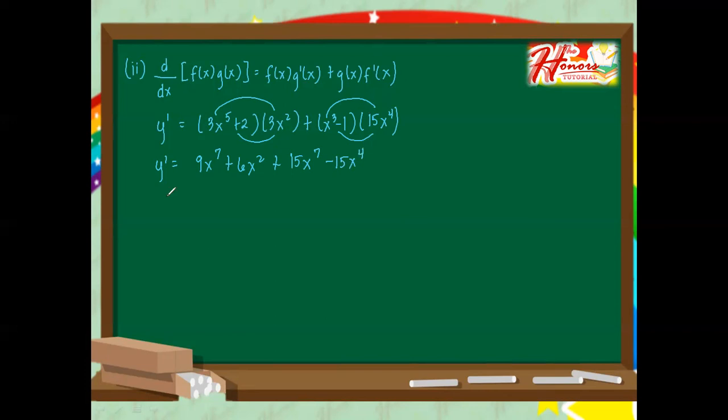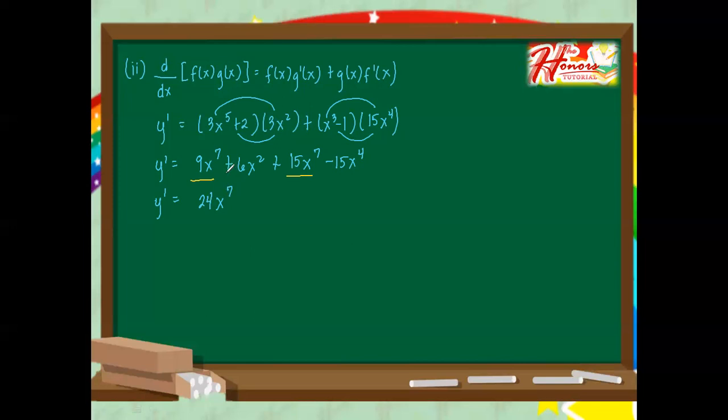And then let's continue. So we have here y prime is equal to, let's combine like terms. So for like terms, we have here 9x raised to 7 and 15x raised to 7. Since they are both positive numbers, we have to add the numbers. 9 plus 15, that is 24, and then copy the variable x, and then since this is just addition, just copy the exponents. No need to add them, okay?